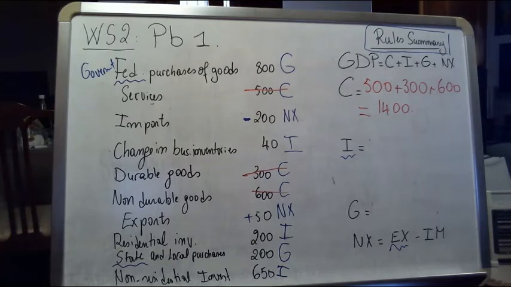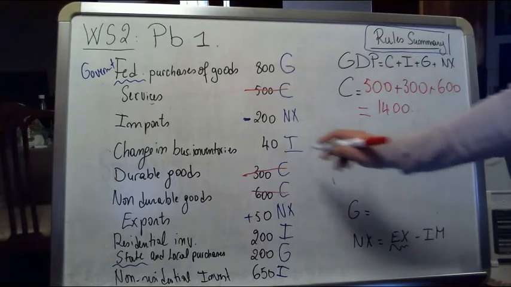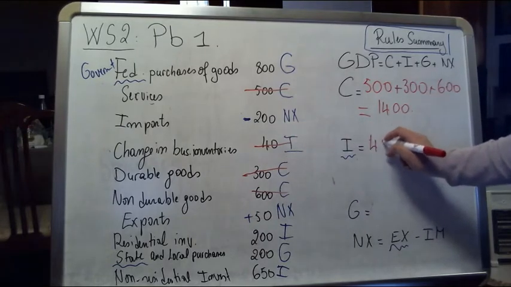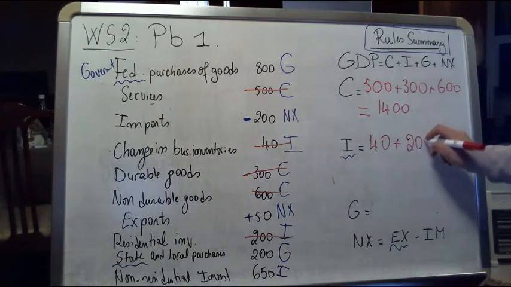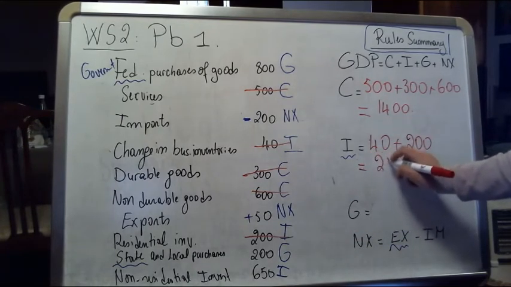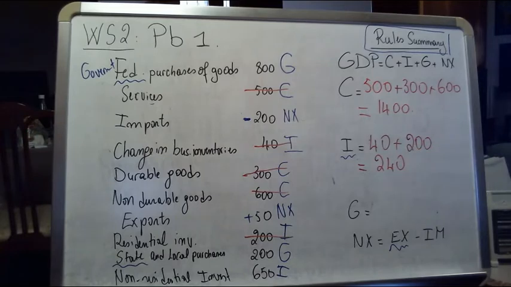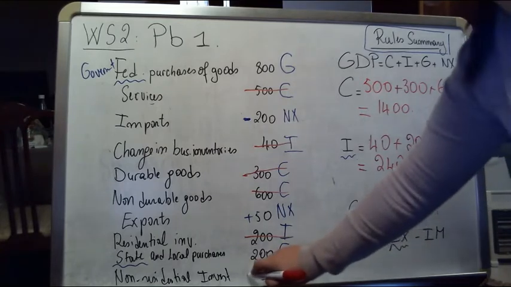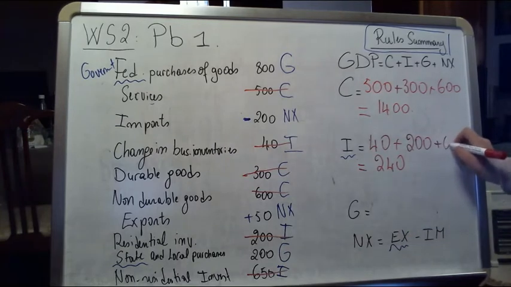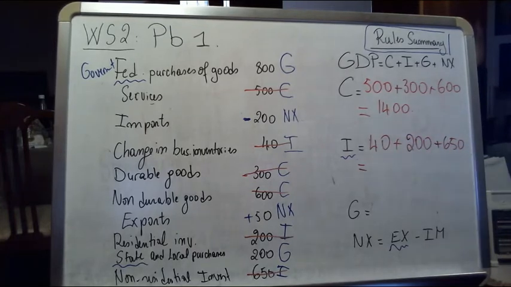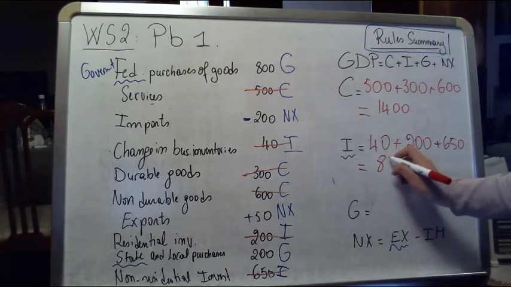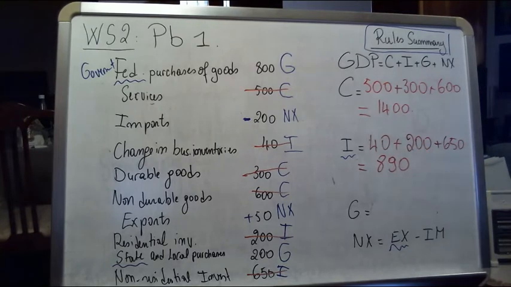Okay, I, investment, equals 40 plus 200, which totals 240. Oh, and we're missing 650, so 240 plus 650, which totals 890. Perfect.